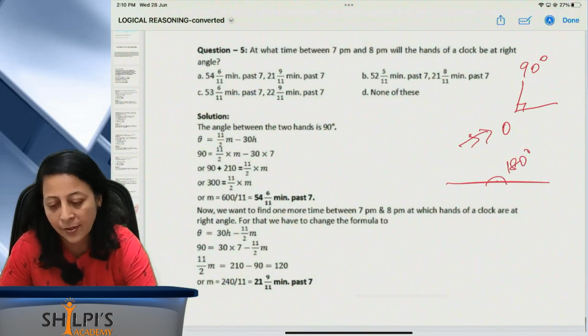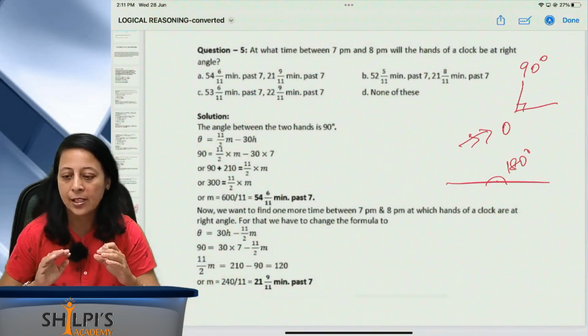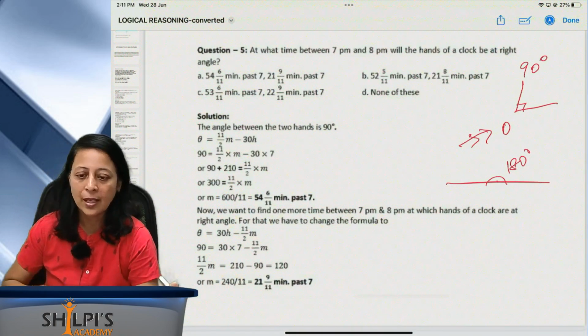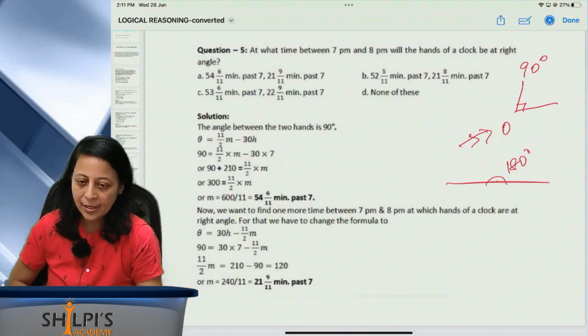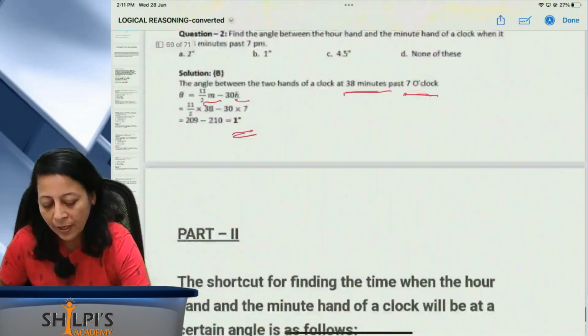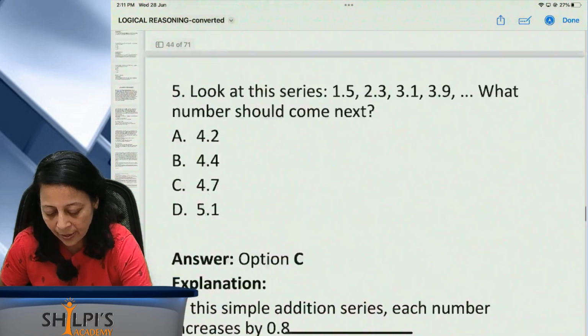Same type of questions, students. These are some types of questions that will be asked in clocks. As I told you, just be perfect with the formula theta is equivalent to 11 by 2 m minus 30 h, and you will get the answer. So we have covered the entire portion of logical reasoning.